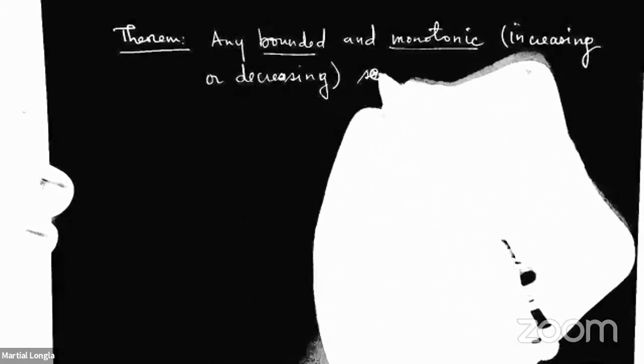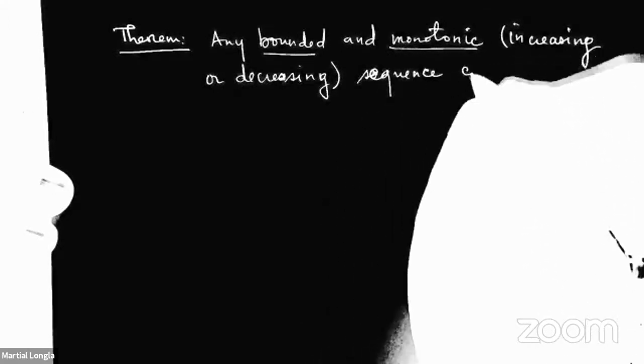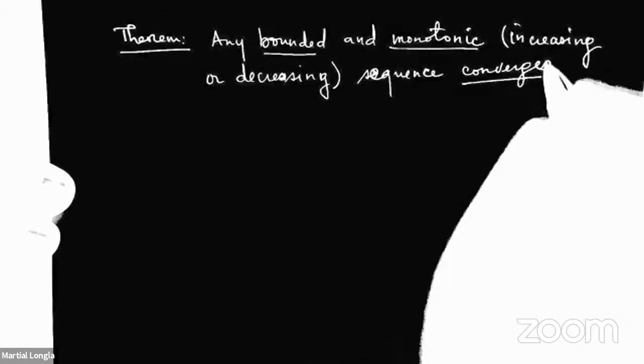Any bounded and monotonic sequence converges. And converges means has a finite limit.